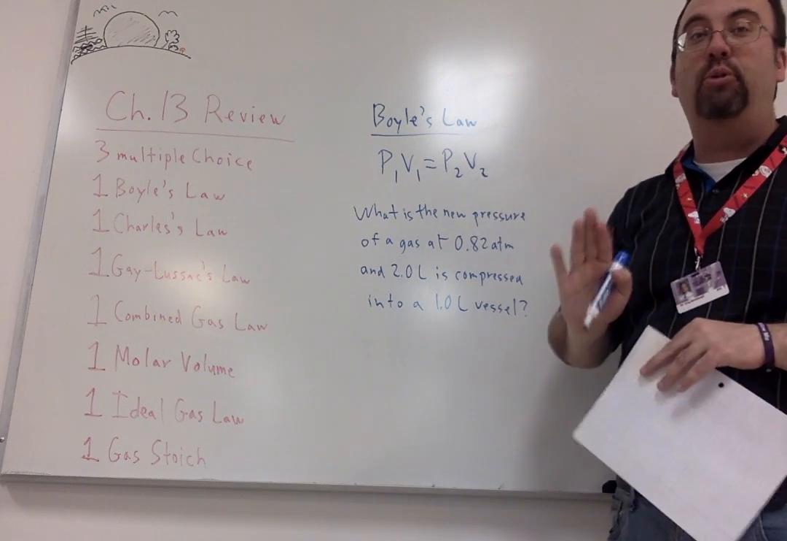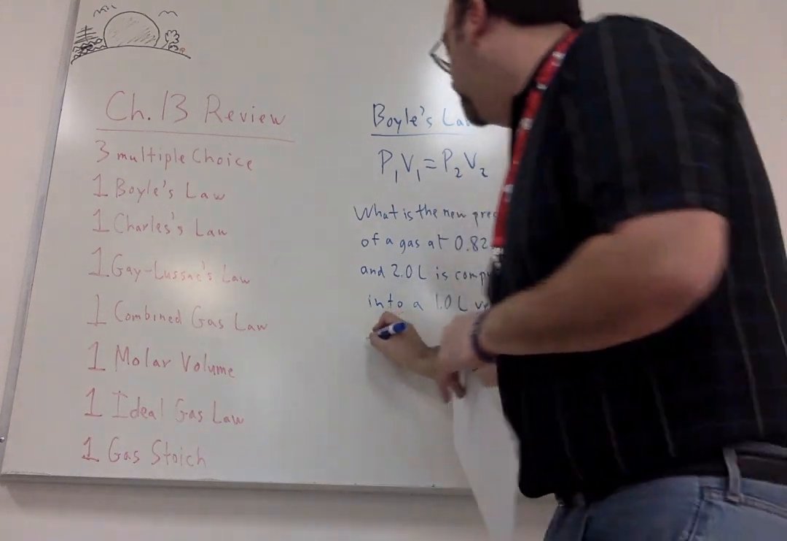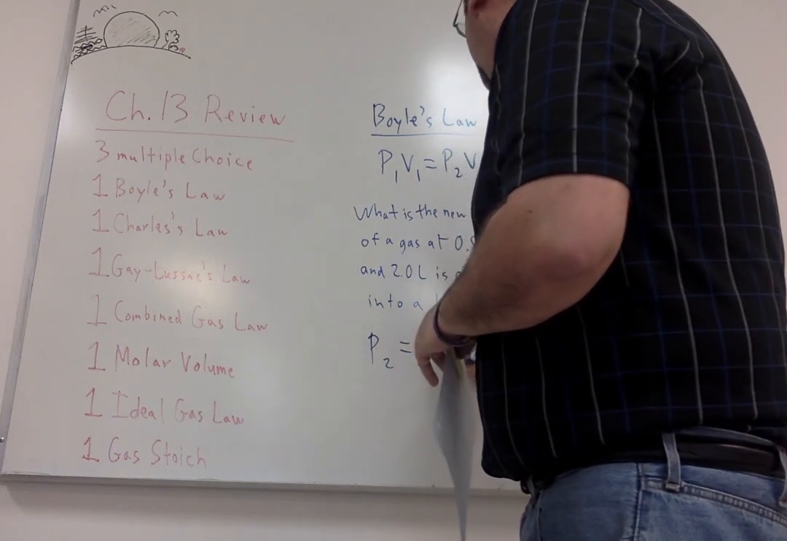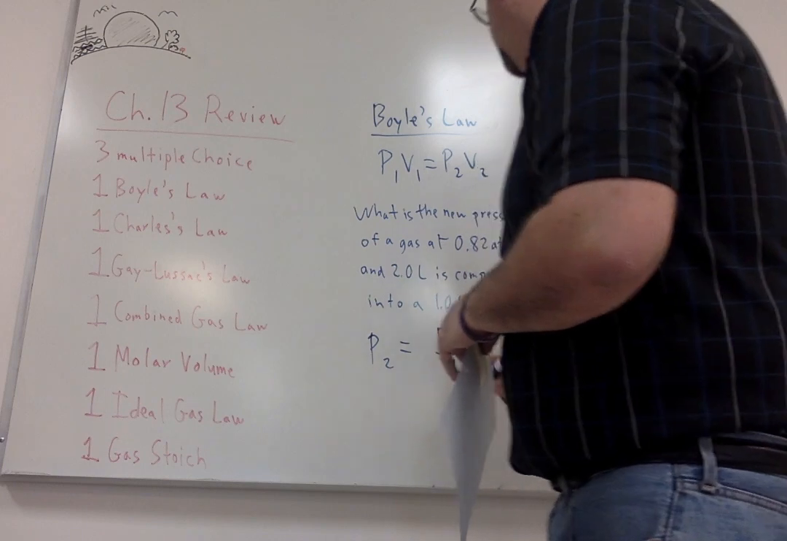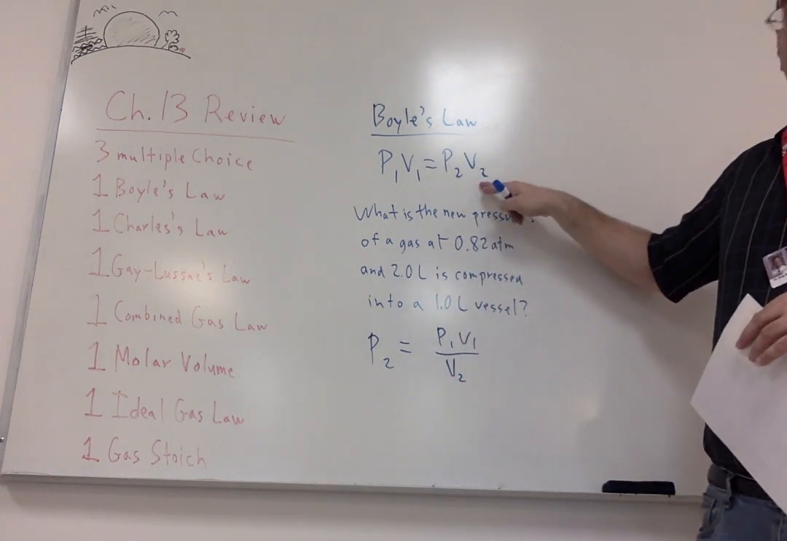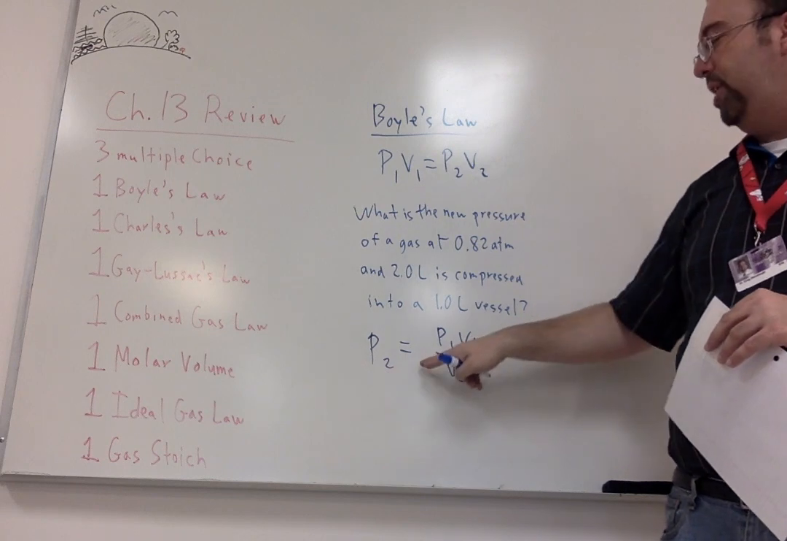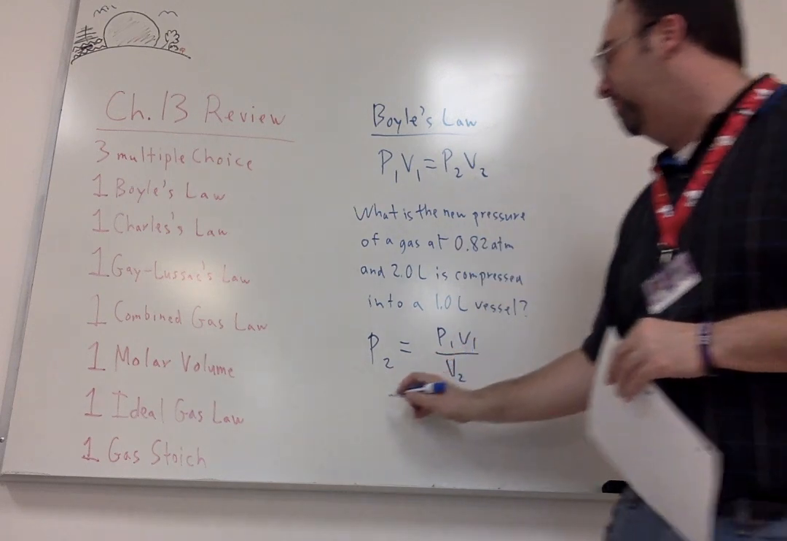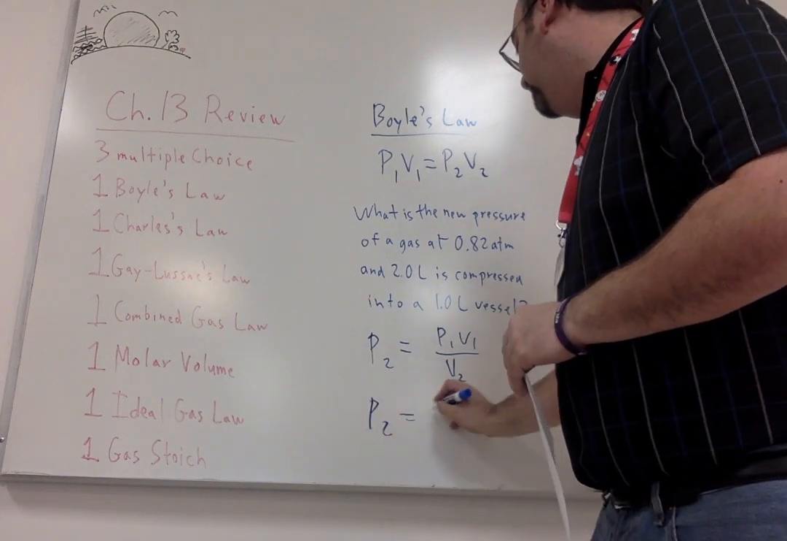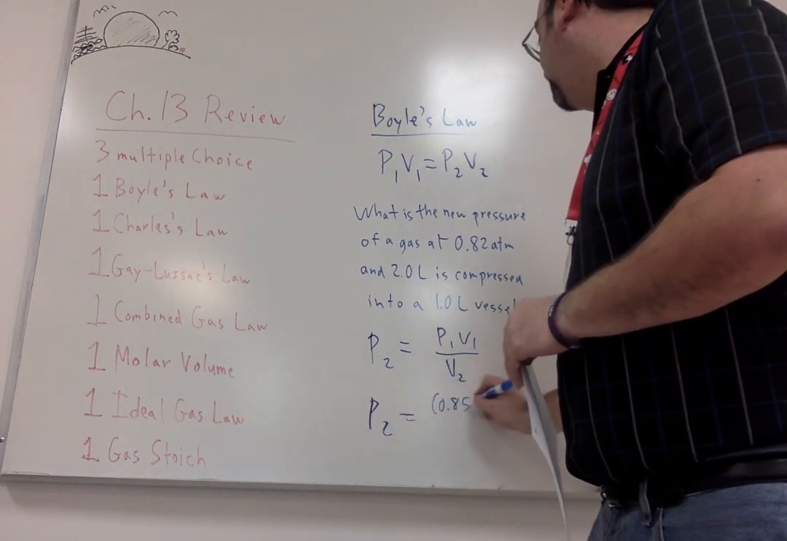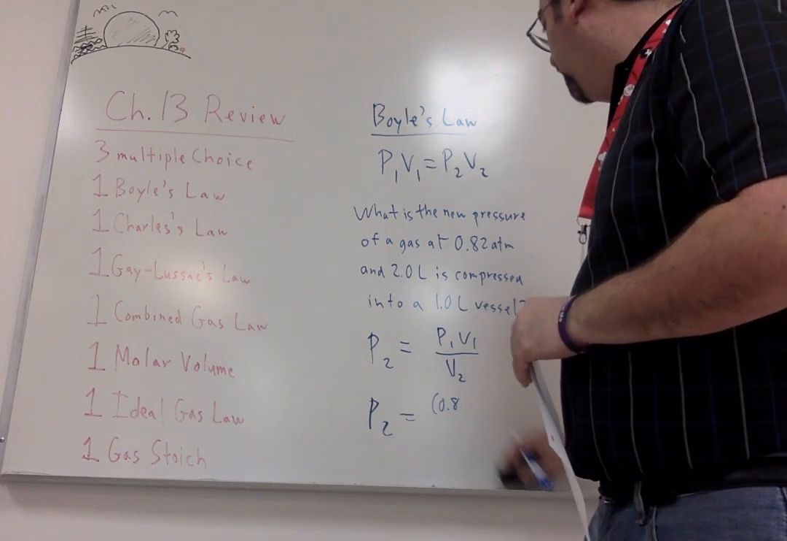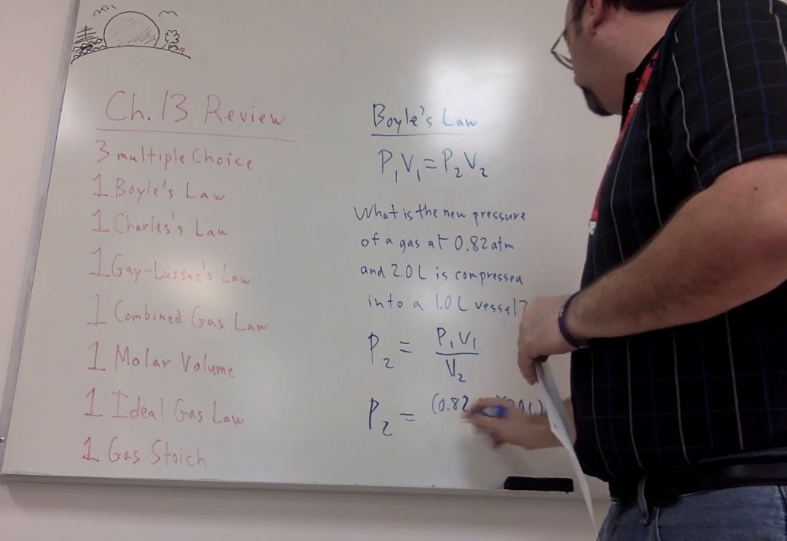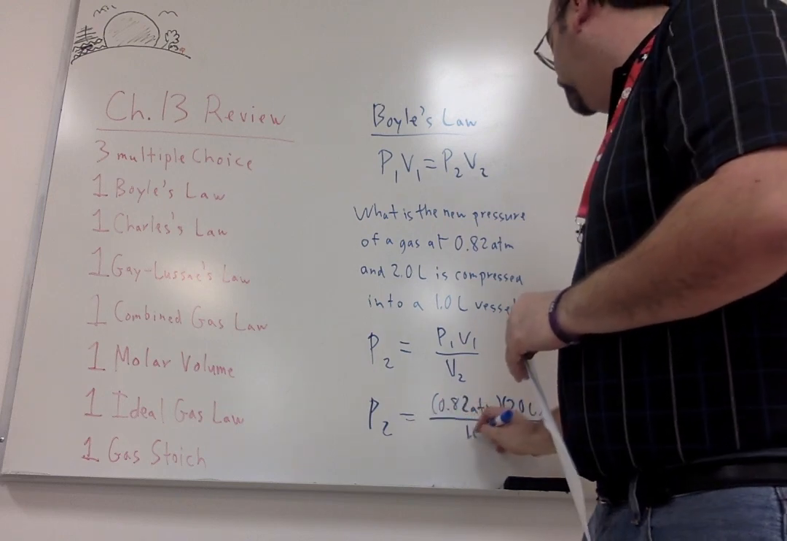So I'm going to rewrite Boyle's law to solve for P2. P2 equals P1 V1 over V2. All right, so I rearranged this so I can solve directly for P2: P1 times V1 over V2. I'm going to go ahead and plug in what I'm given. So for P2, I'm going to have 0.82 atmosphere times 2.0 liters, and I'm going to divide that by 1.0 liter.